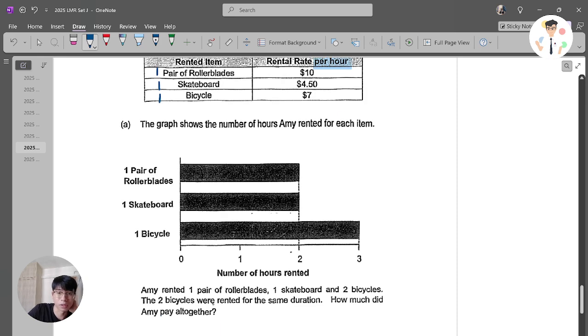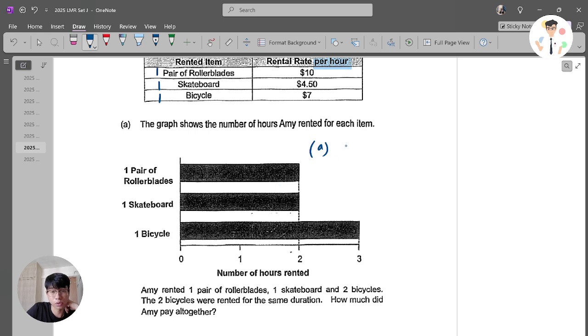So let's look at the rollerblade first. Let me just write here A. Rollerblade, I have 1 pair. So 1 pair. How long? 2 hours. Okay, so you can see here, from here to here is 2 hours. So 2 hours, and each hour for $10. So rollerblade costs this much.